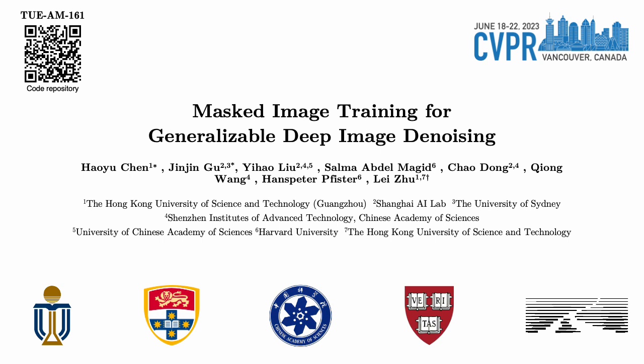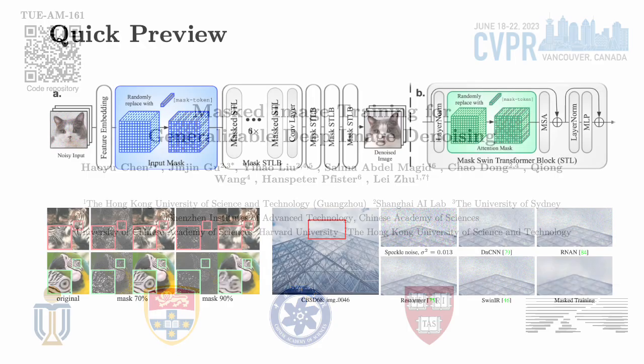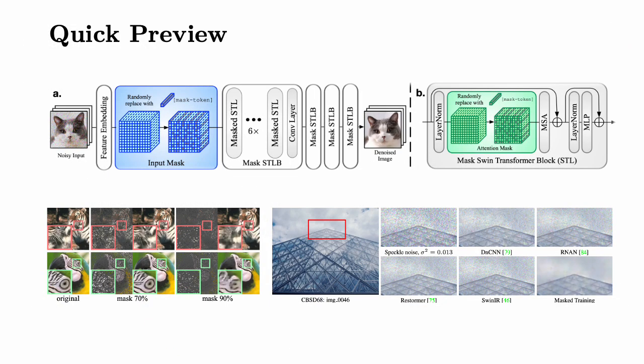However, deep learning-based methods often suffer from a lack of generalization ability. For example, deep models trained on Gaussian noise may perform poorly when tested on other noise distributions. To address this issue, we present a novel approach to enhance the generalization performance of denoising networks, known as masked training. Our method involves masking random pixels of the input image and reconstructing the missing information during training.